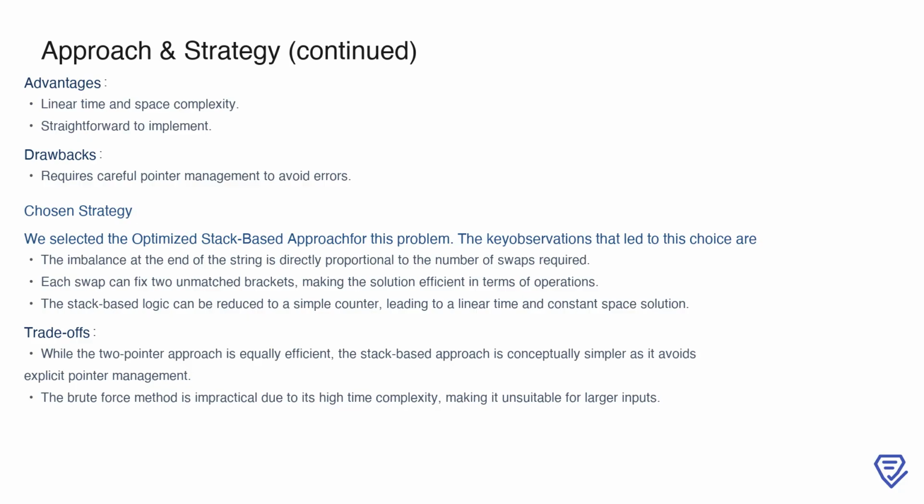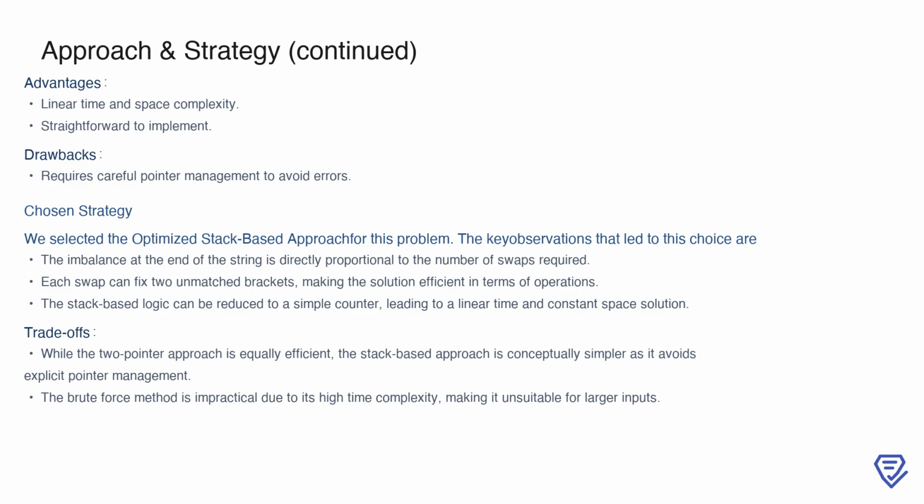The reasoning behind this choice lies in the simplicity and efficiency of the method. By observing that the total imbalance at the end of the string directly determines the number of swaps needed, and that each swap can correct two unmatched brackets, we achieve a solution that is conceptually straightforward. The stack-based logic simplifies further into a single counter, making the implementation both elegant and robust.